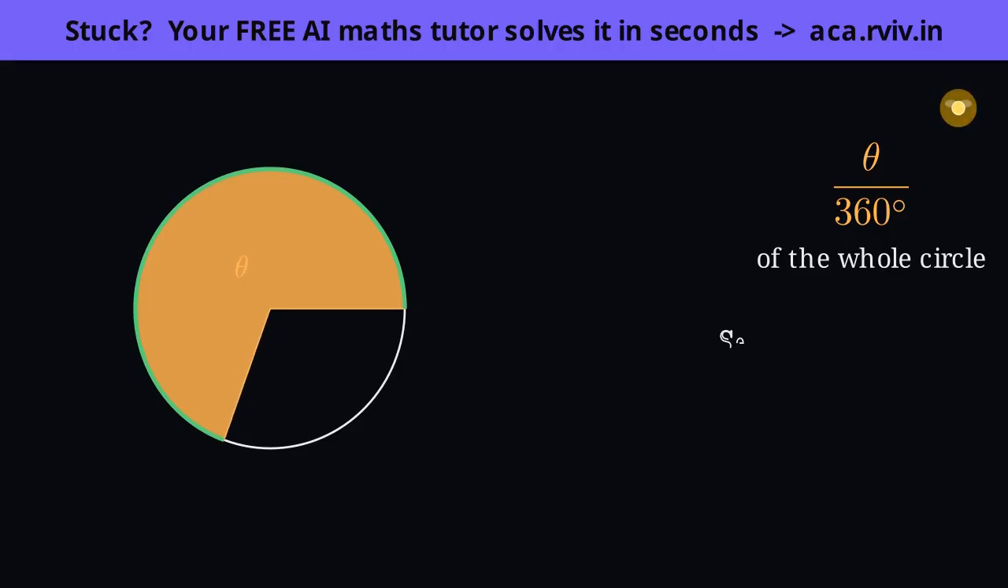Now the payoff. If the slice is that fraction of the circle, then it must be that same fraction of everything the circle has. Take the full area, pi r squared, multiply by theta over 360, and you get the sector's area, no new formula, just a share of the one we built. And its curved edge, this green arc, is that same fraction of the full boundary, the circumference, 2 pi r. That's the beautiful part. One single fraction does both jobs.